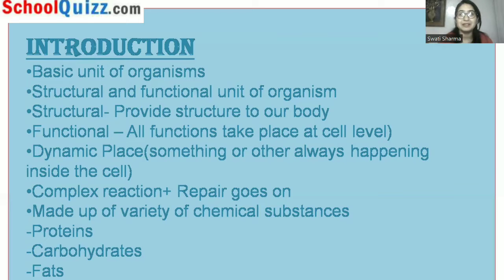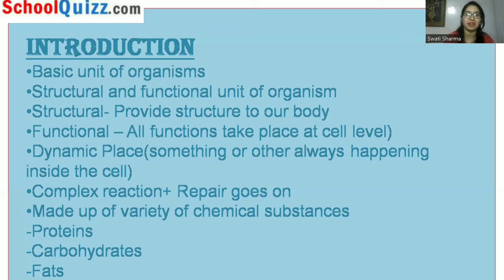Next point is cells are a dynamic place. If we are saying dynamic place, it means something which is not static and it is always in motion. As we know, even when we are sleeping, the organs of our body are doing their functions, like food is being digested, filtration is going on, blood is being circulated to different organs. So something or other is always happening inside a cell.